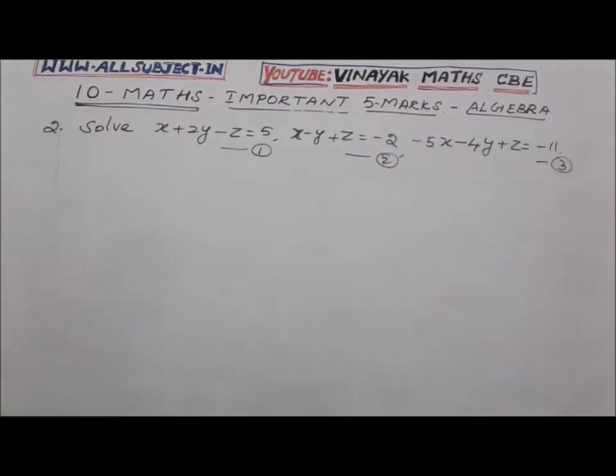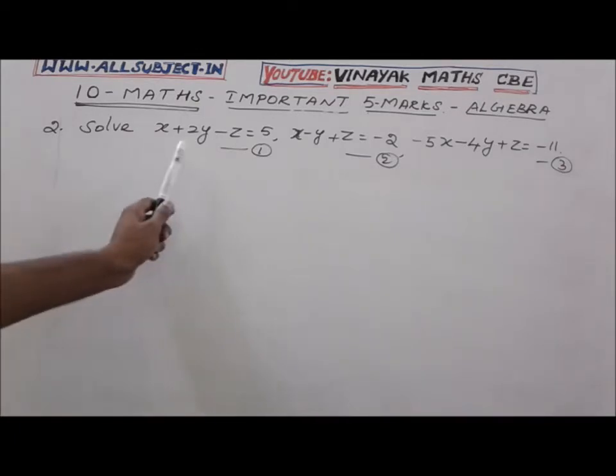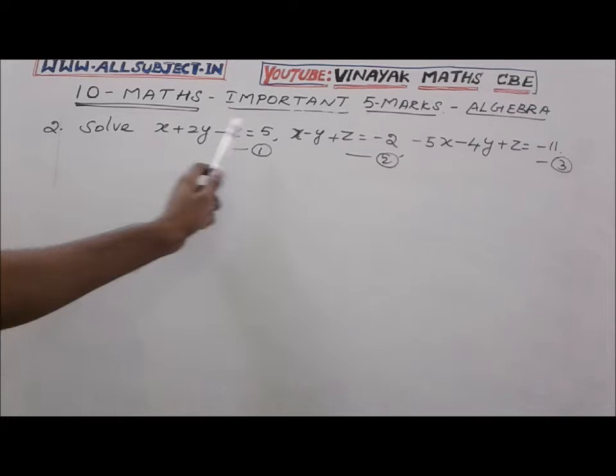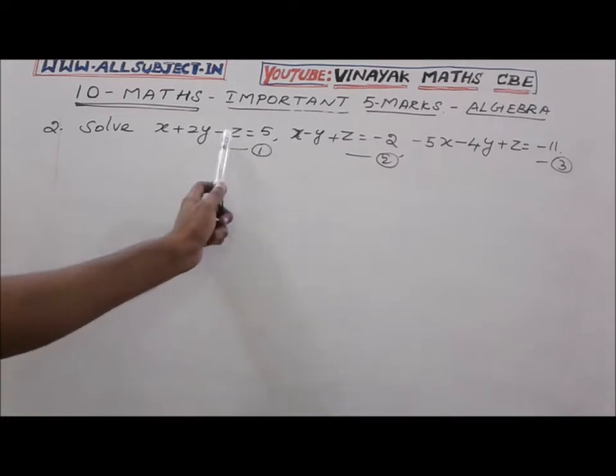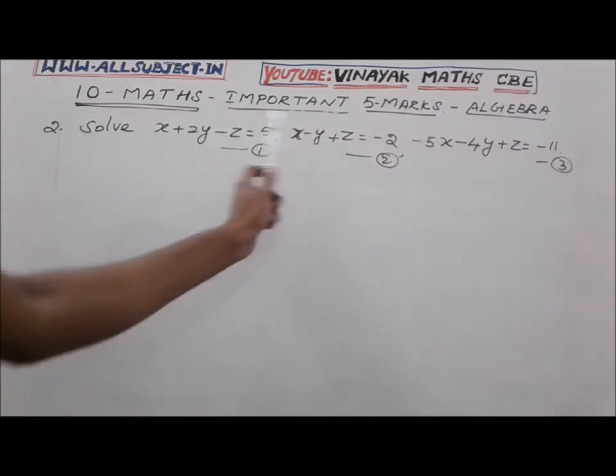Question number 2, solve x plus 2y minus z equal to 5, x minus y plus z equal to minus 2, and 5x minus 4y plus z equal to minus 11 is given. So look at equations 1 and 2. The coefficients of x are equal and the coefficients of z are equal, but they are in different signs.